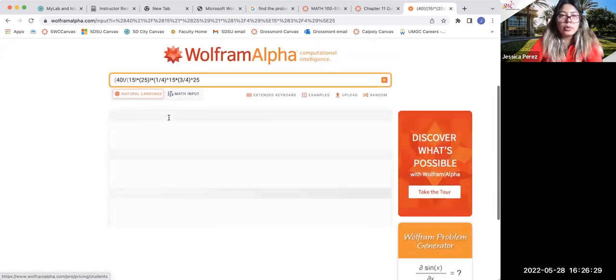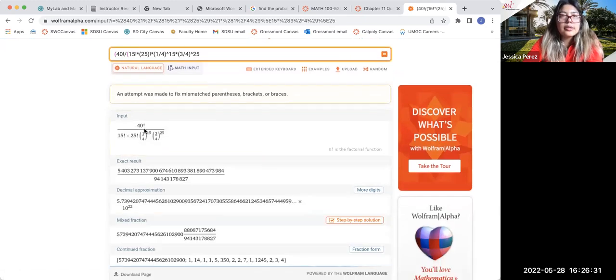So what we're looking for is 40 factorial divided by 15 factorial, 25 factorial. So that looks like this.